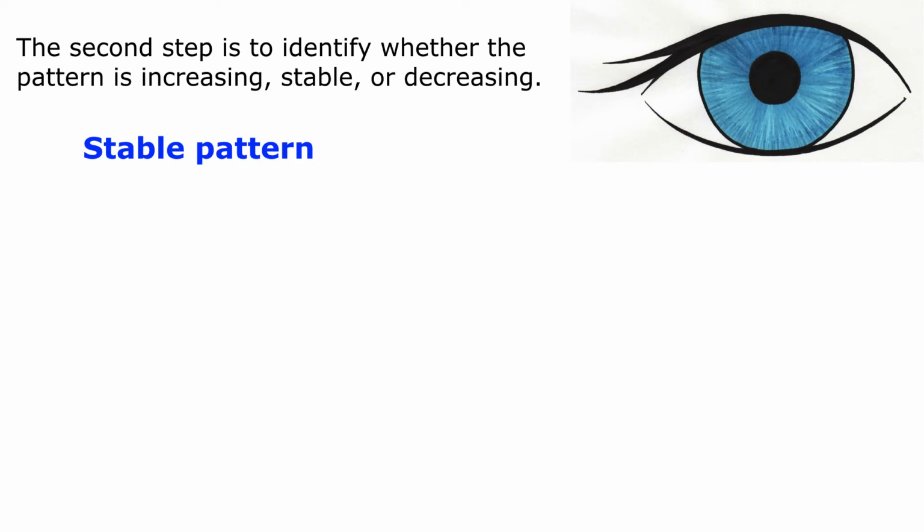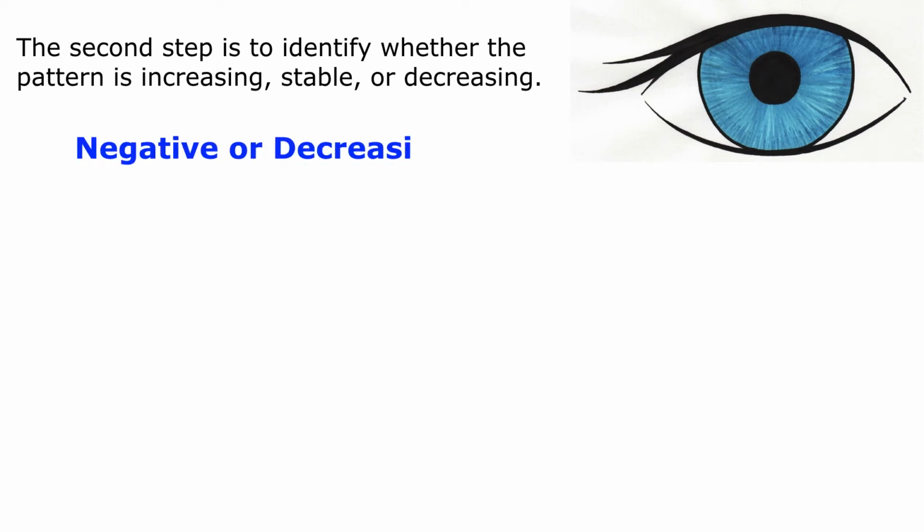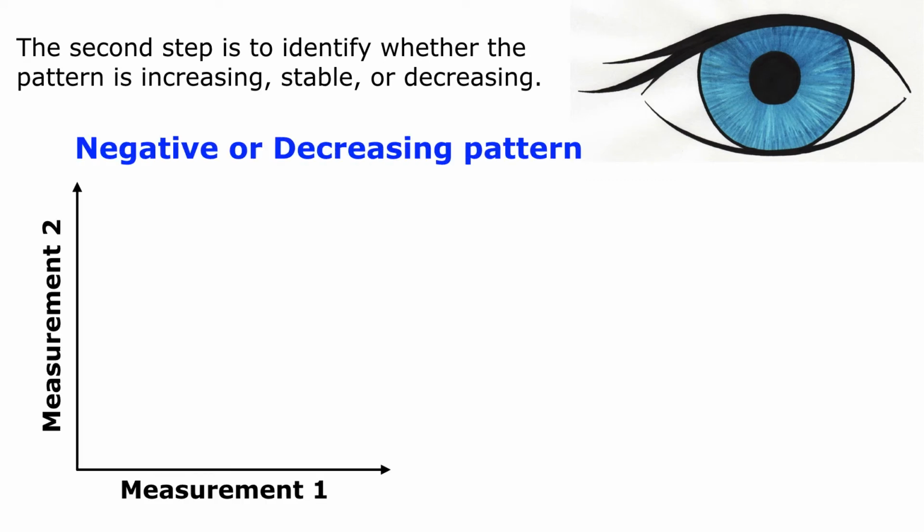Then we can have a look at stable patterns. So again, I've got measurement 1, measurement 2. As I add my crosses onto this graph, you'll notice that they're just going across horizontally. They're quite stable.